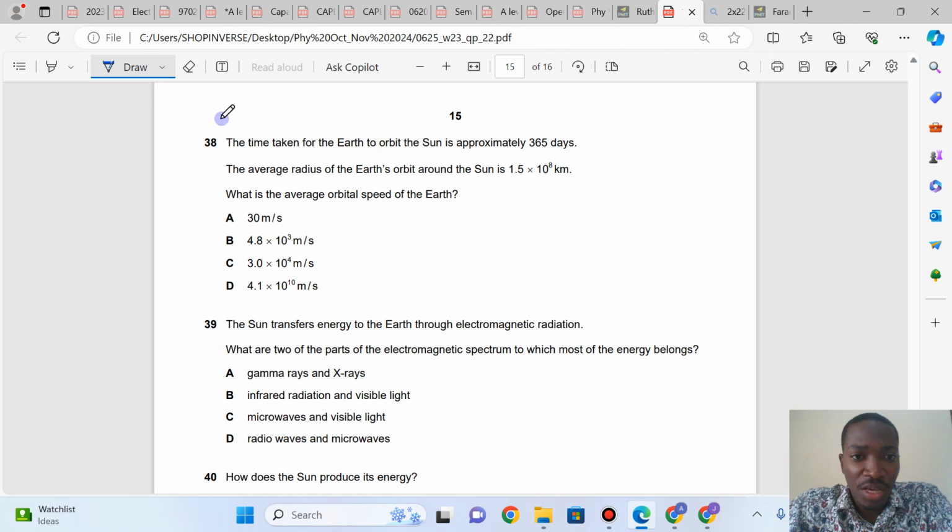Number 38, the time taken for the Earth to orbit the Sun is approximately 65 days. The average radius of the Earth's orbit around the Sun is 1.5 times 10 to the power 8 kilometers.